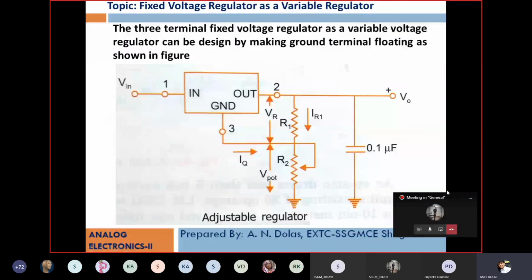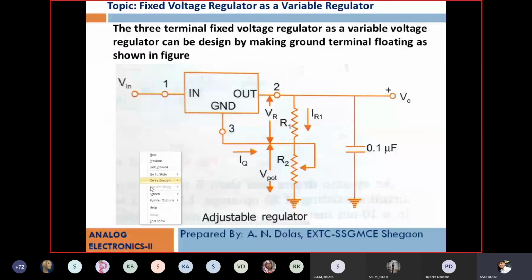So here, as I mentioned earlier, a fixed voltage regulator will have fixed voltage across it. If it is 7805, there will be only 5 volt between output terminal and the ground terminal. 5 volt, we cannot obtain less than 5 volt. So VR will be always the rated voltage of the IC. If it is 7805, it is 5 volt.